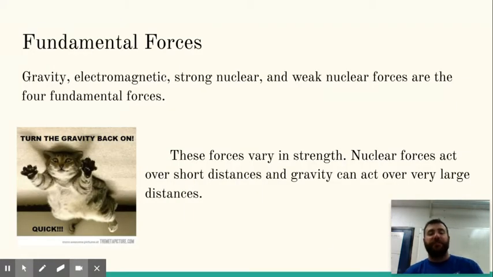There are four fundamental forces in the universe. This slide, I'm going to be honest, we're going to talk about them, and that's pretty much it. So gravity, electromagnetic force, which is basically just friction, and strong and weak nuclear forces are the four fundamental forces. Strong and weak nuclear forces, we will literally never mention again. We haven't done anything with atoms yet, but basically it's what holds protons and neutrons together. It's what holds atoms together.